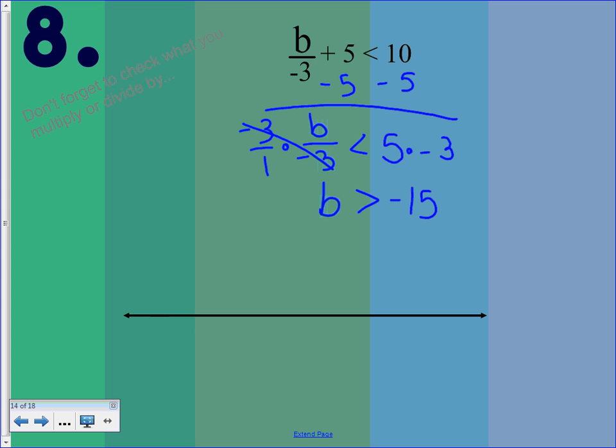All I have to do is graph it. I flipped my sign when it was negative. So I'm going to have an open circle at negative 15, and b is greater than negative 15. Because it's greater than, I'm going to go to the right. It's greater than, so I'm going to the right. Okay?